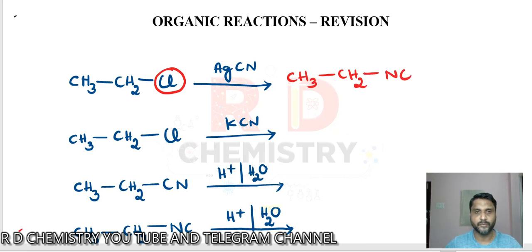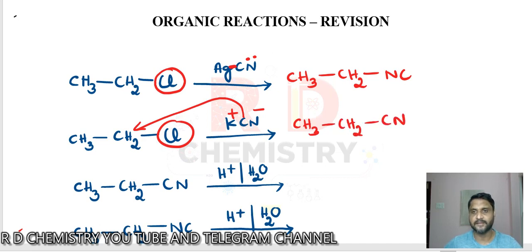Remember, because silver cyanide, AgCN, has a covalent bond, nitrogen becomes the nucleophile. In the second case, potassium cyanide is the nucleophile. So therefore, carbon will attack this carbon to give CH3CH2CN, cyanide. This is the isocyanide, and the second one is the cyanide. Second one is called the cyanide.